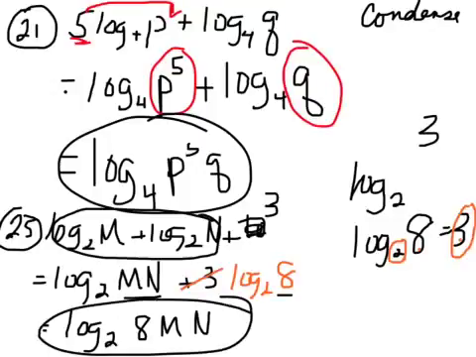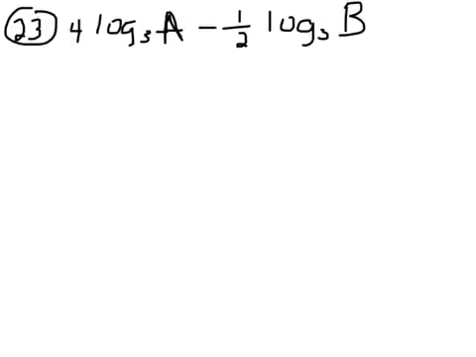I'm going to do one more. I'm going to actually backtrack a little bit and do 23, since it has subtraction in it. You've got 4 log 3 of a. First thing you've got to do is take care of any numbers that are out in front. I'm going to have to go fast to fit this one on the video. So this 4 was with this a. That becomes log 3 of a to the 4th. And then we've got the subtraction sign.